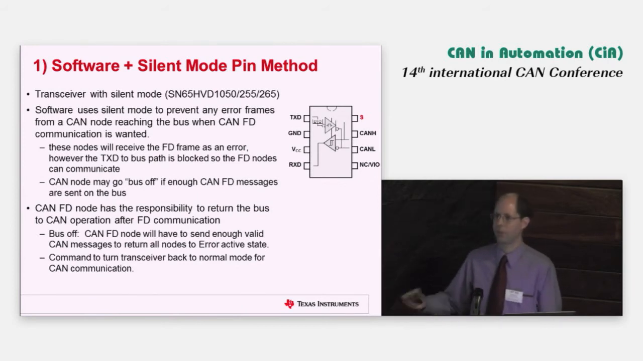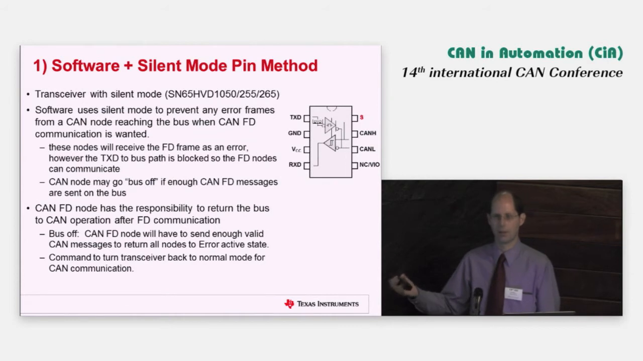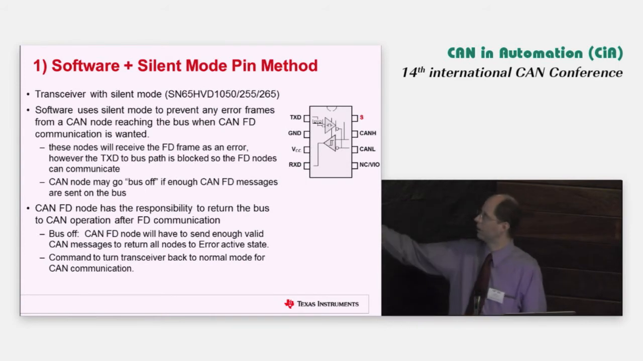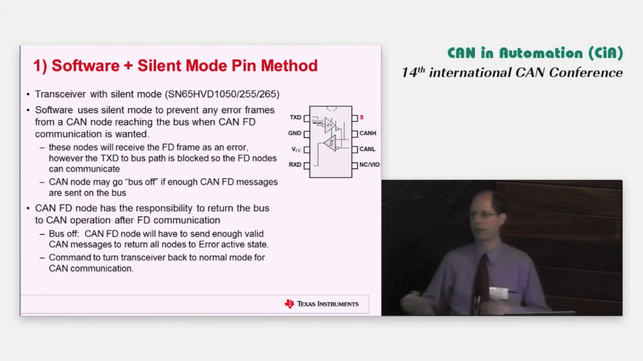Depending on what's happened and how many CAN FD messages you've sent, you may need to clear the error counters, but you can send a CAN message at the end, essentially commanding all the CAN nodes that we're going to switch the bus back down into CAN communication, and then everyone turns their mode back into normal mode, and we start normal CAN communication again.